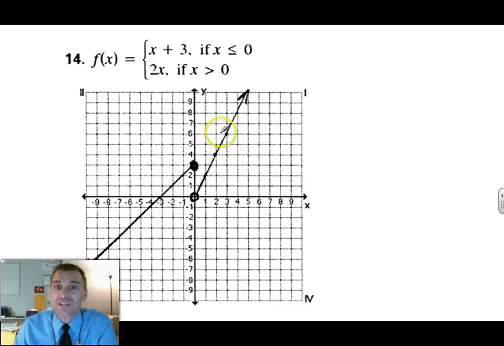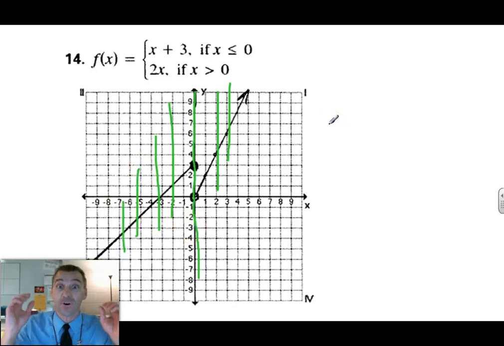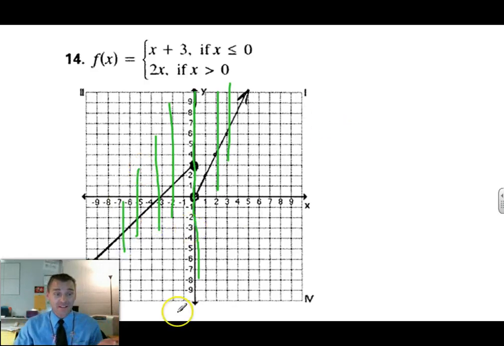But notice this, it's still a function, because if I drew a vertical line, let me use a different color, if I drew a vertical line right down through here, it still passes the vertical line test, because right there, that closed dot includes the point. This open dot right here doesn't include the point. So it's not intersecting two different points. No matter where you draw your vertical line, guys, it still passes the vertical line test. That's why it's called a piecewise function. So that's at least what they're going to look like.